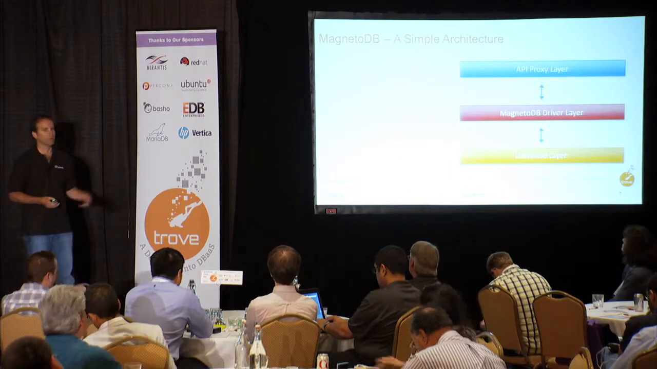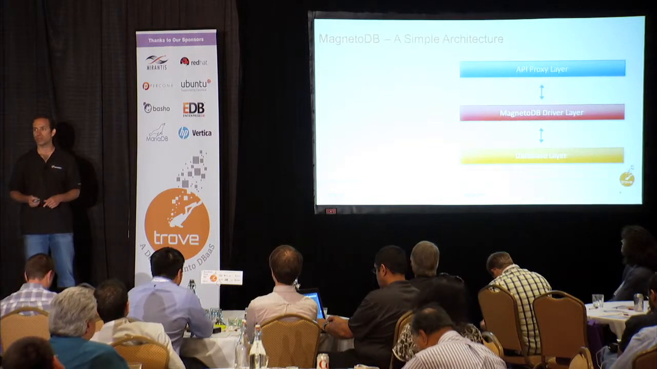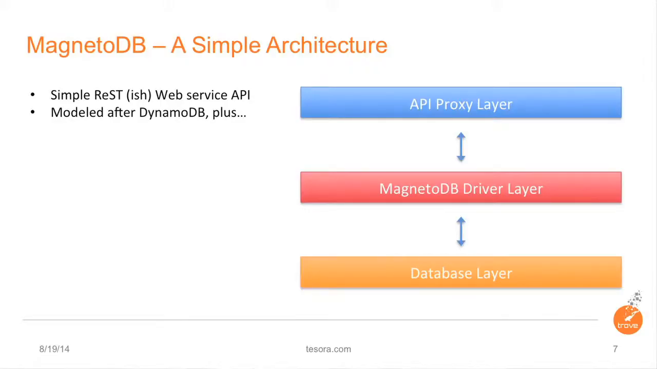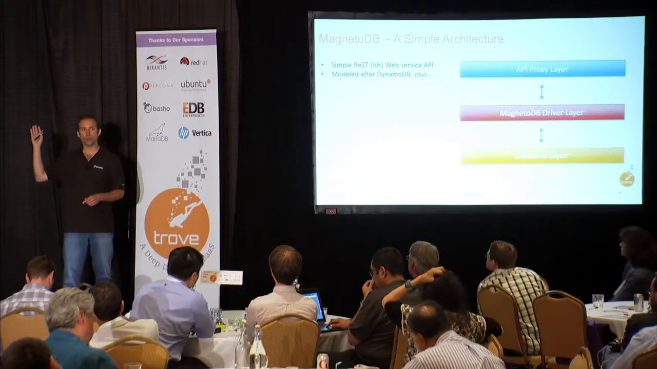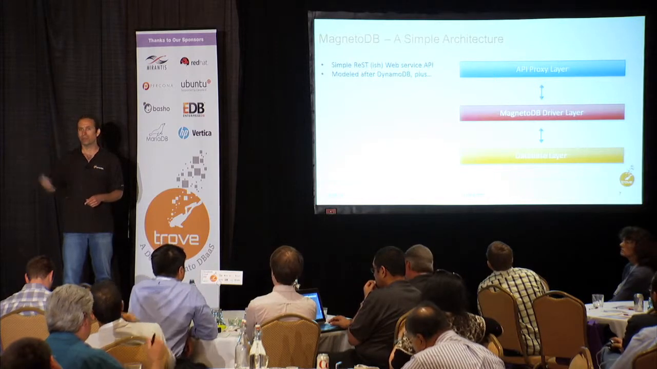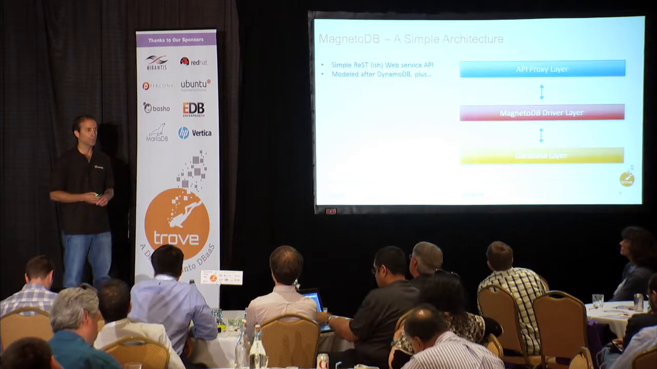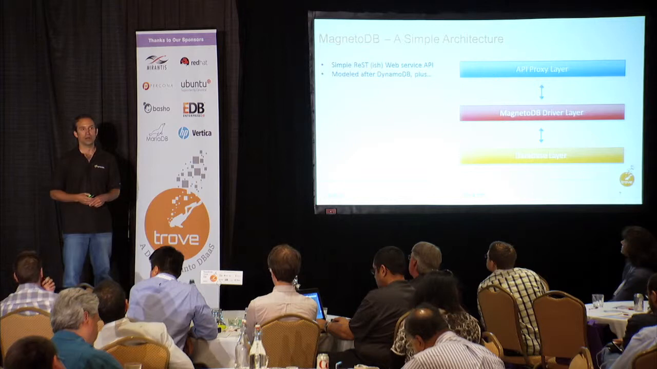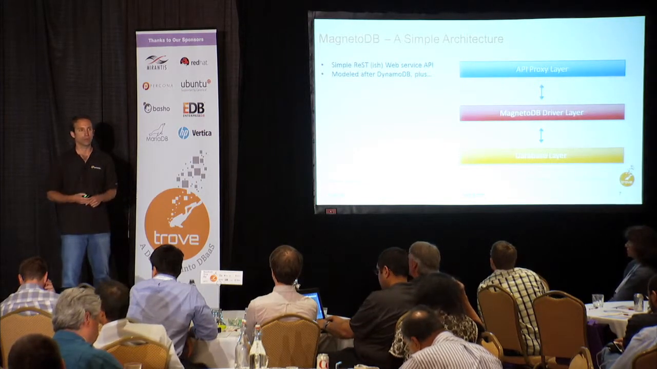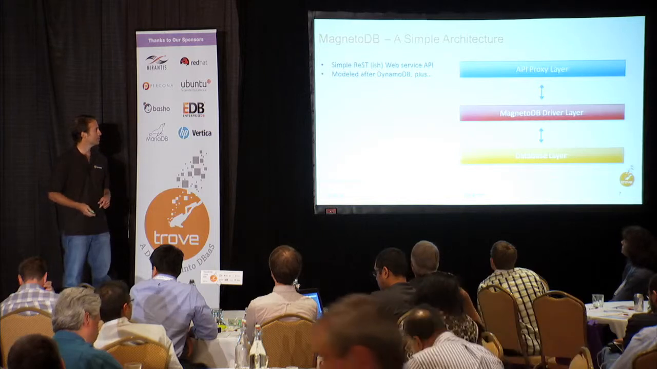So from a very high level, it's a simple architecture and a pretty common one inside of OpenStack. Got an API proxy layer, which delivers a simple REST-like web service API. If you guys are familiar, people familiar with DynamoDB? Anybody? A few people? A couple people? Very similar to DynamoDB. We borrowed a lot from DynamoDB, although we've added to it too as we've gotten specific requests from our application teams.